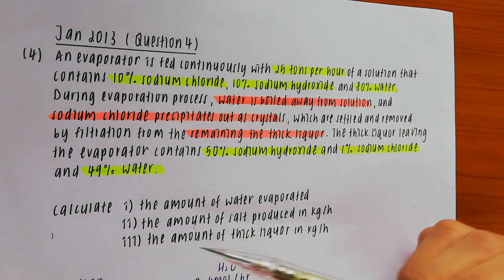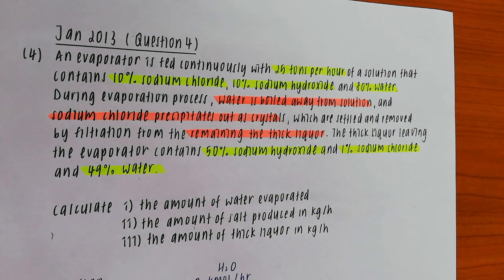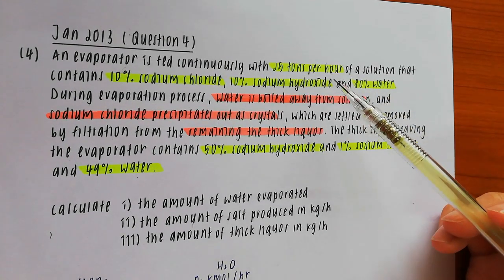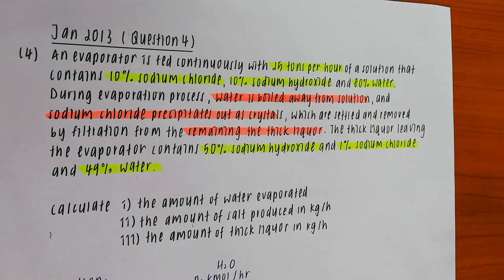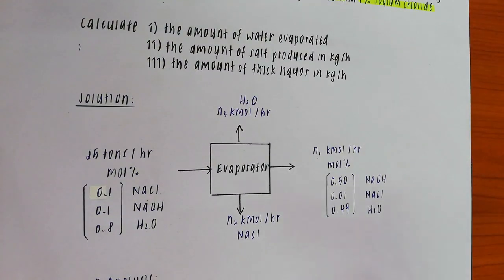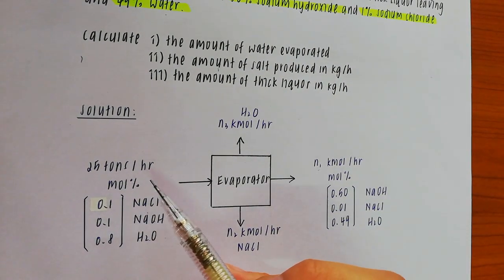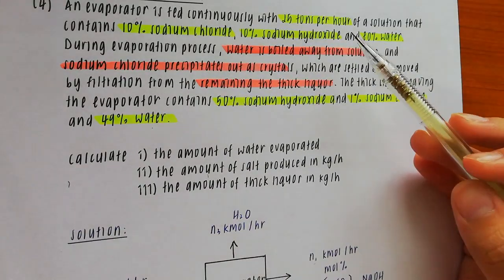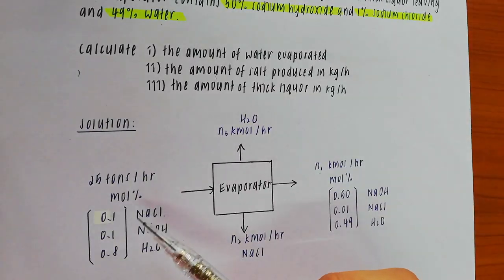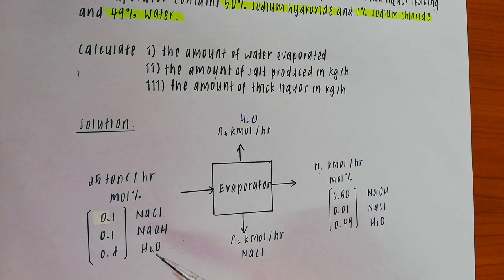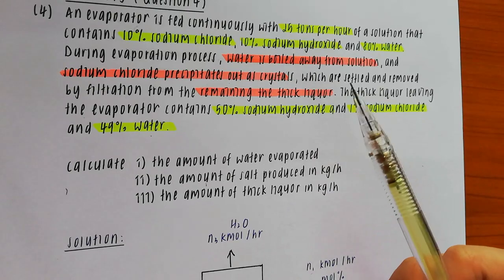Now, after we have read the question, what we're going to do is draw out the block diagram. From the question we can know that there is one input and three outputs. The input is 25 tons per hour, as mentioned here, and then the composition is 0.1 NaCl, 0.1 NaOH, and 0.8 H2O, as mentioned here.